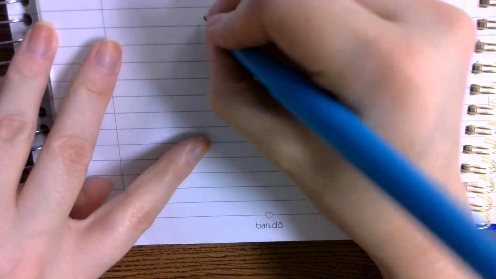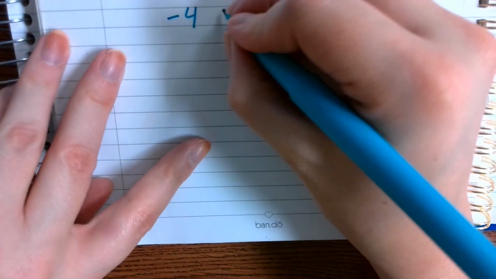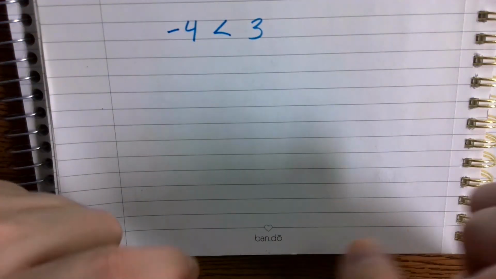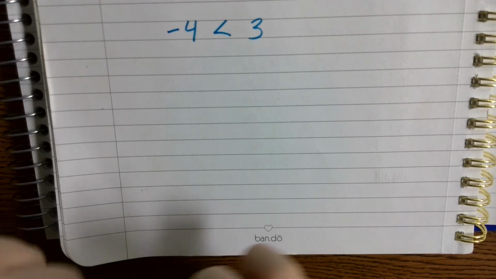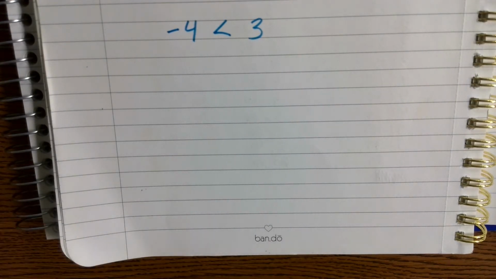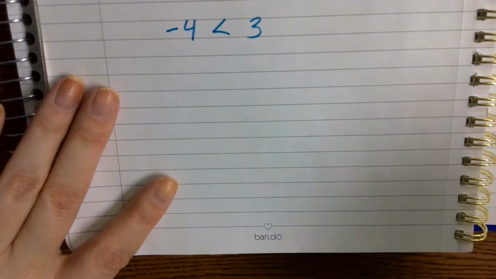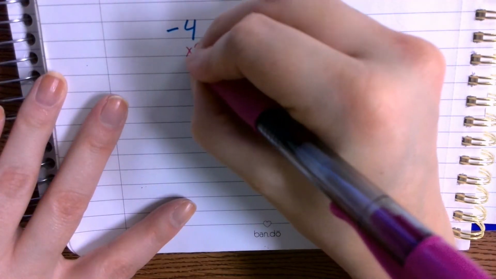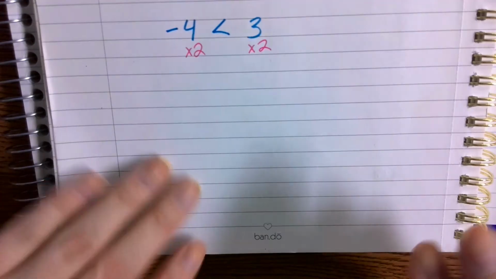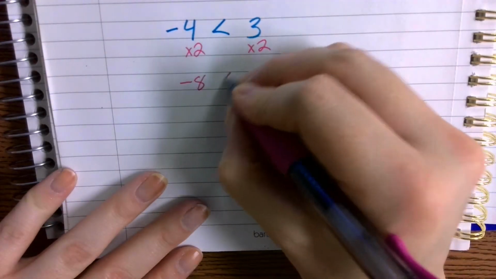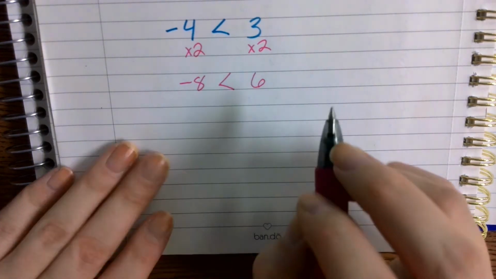If I tell you -4 is less than 3, is that true? Is -4 less than 3? Yes. -4 is less than 3. That's true. Now, if I go ahead and I multiply both sides by 2, that's going to give me -8 and 6. Is -8 still less than 6?